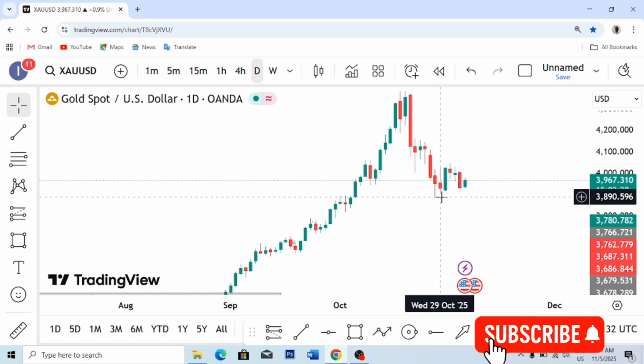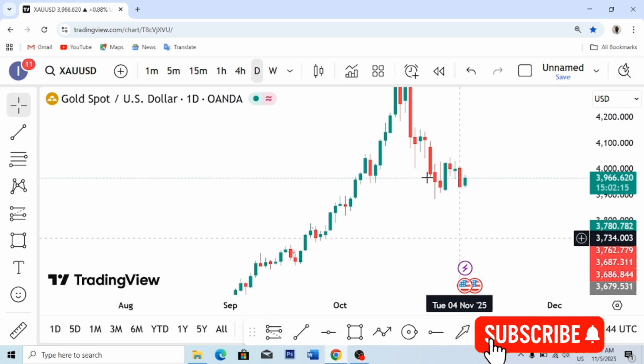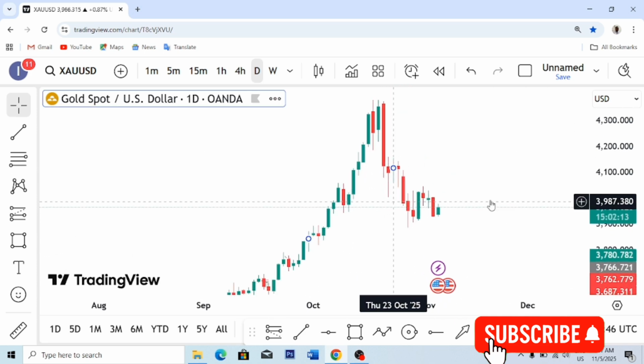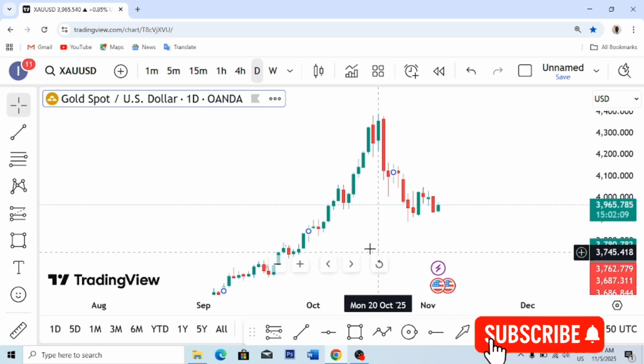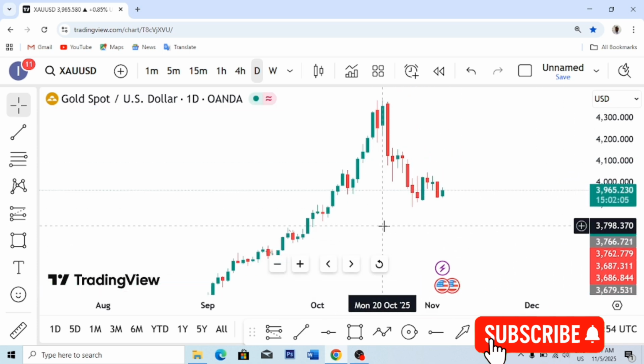So the first thing I identify whenever I see a plain chart is the market trend, right? Once I get on the charts, I look at the trend of the market, whether the market is bullish or bearish, right? And looking at this market right here, this market was actually in a bullish trend.